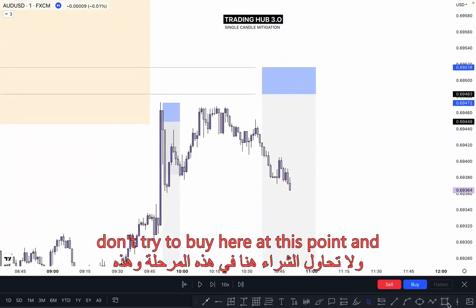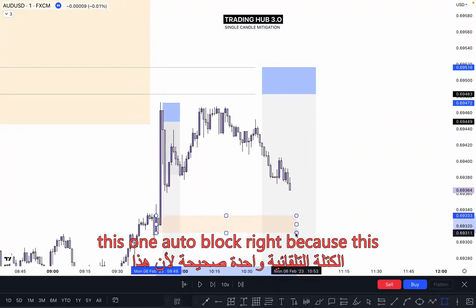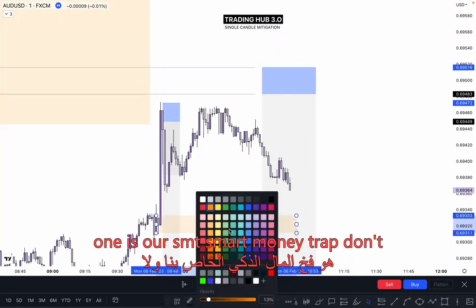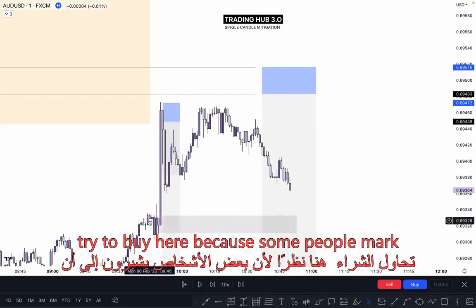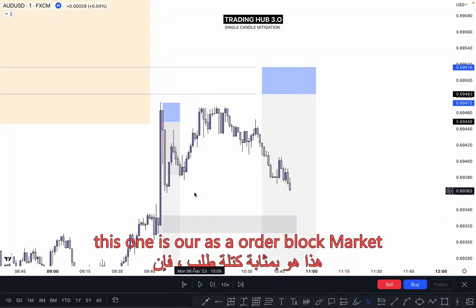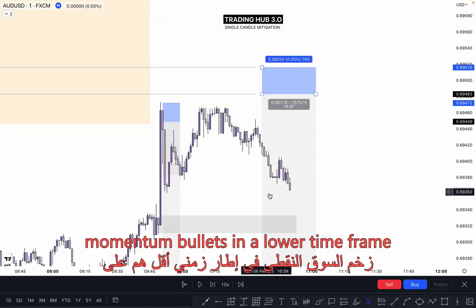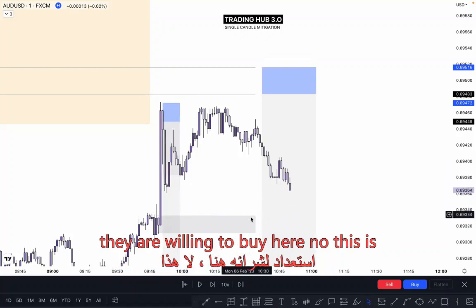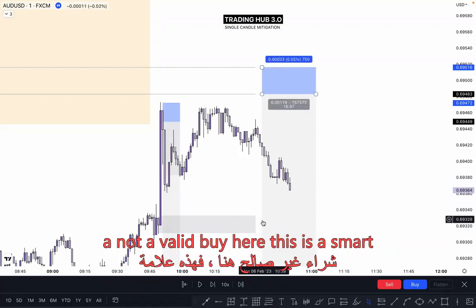And don't try to buy here at this point and this one order block, right? Because this one is our SMT, smart money trap. Don't try to buy here because some people mark this one as an order block, with market momentum bullish in a lower time frame, and they are willing to buy here. No, this is not a valid buy here. This is a smart money trap.